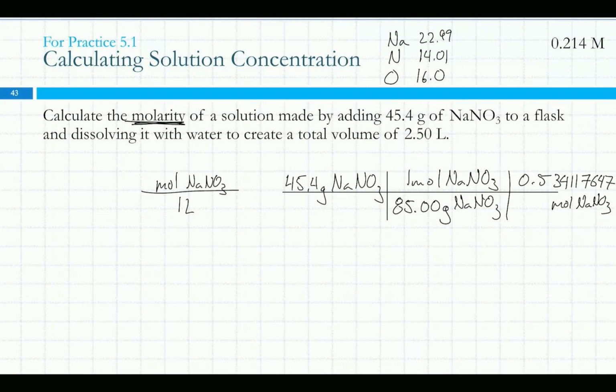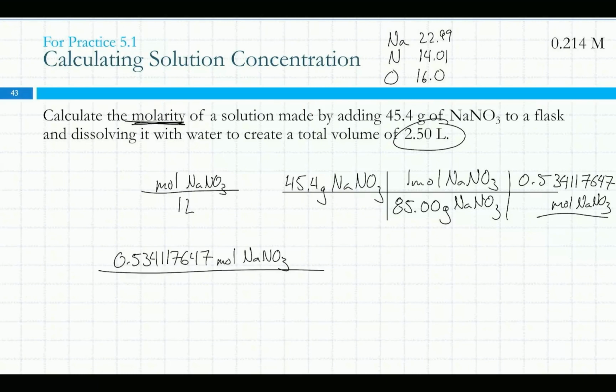Okay, so now I have moles and I have liters. And what's molarity? Moles divided by liters. So you take the moles of sodium nitrate, never rounding, divided by 2.50 liters. That's going to be 0.2136, and now we round. What happens to the 2.5 liters of the denominator?